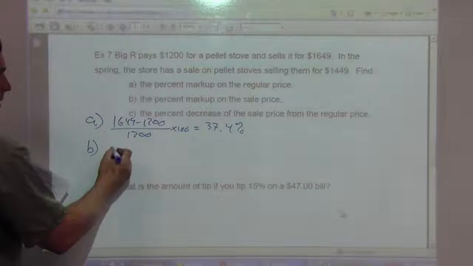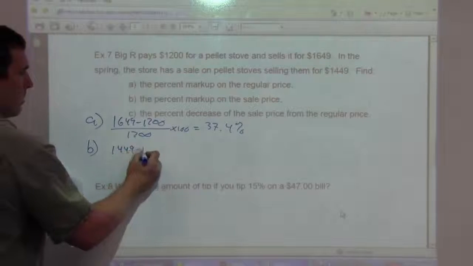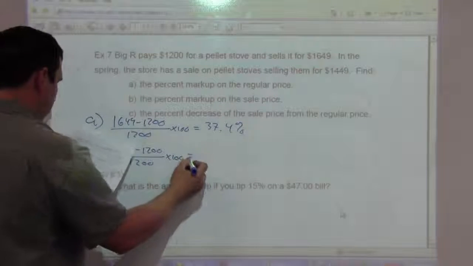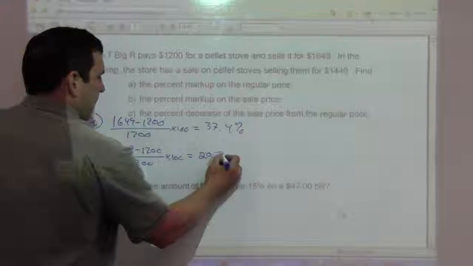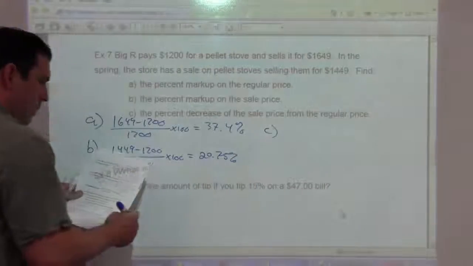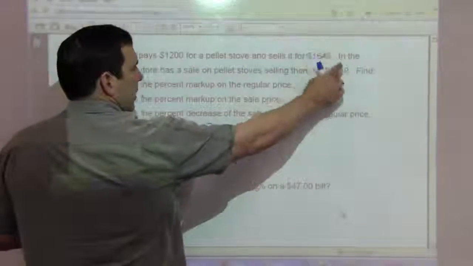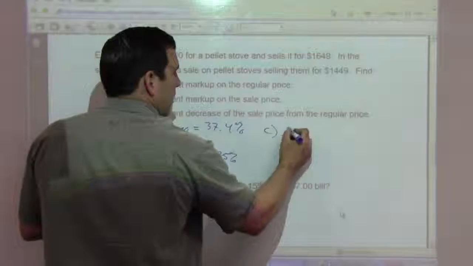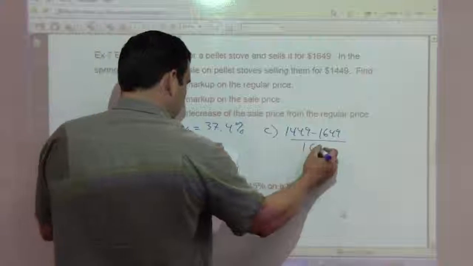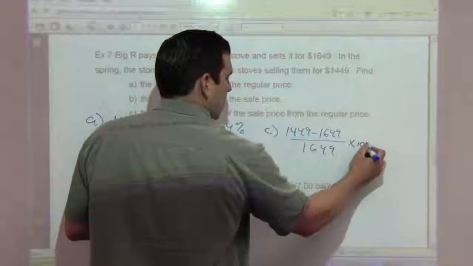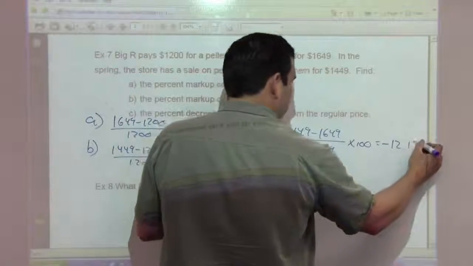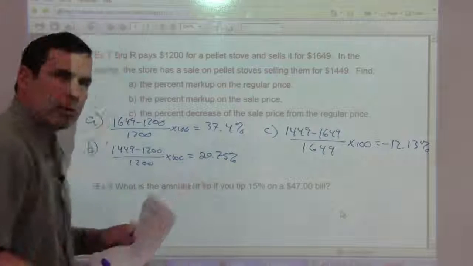Now for part B, what's the markup based on the sale price? That's going to be our sale price of $1,449 minus $1,200 divided by 1,200 times 100, and that's going to be 20.75%. For part C, we're talking these two prices, $1,449 minus $1,649 divided by $1,649 times 100. And we get for that one a change of negative 12.13% or 12.13% decrease.